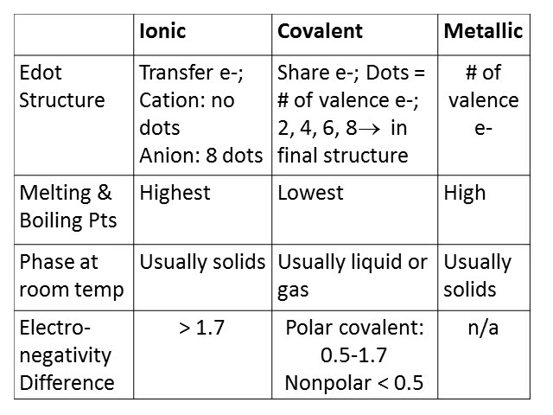When we work out the electronegativity difference, anything greater than 1.7 tends to be ionic. A covalent bond, if it is a polar covalent, is going to be between 0.5 and 1.7, and a nonpolar is going to be anything below 0.5.